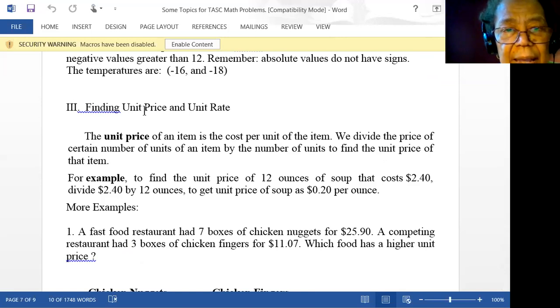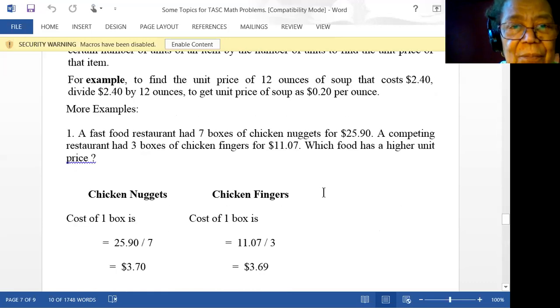For example here, 12 ounces of soup costs $2.40. What would be the price of 1 ounce? You take the amount, 240, divided by 12, and you get the unit price of 20 cents per ounce. All right? Now, we have an example here.